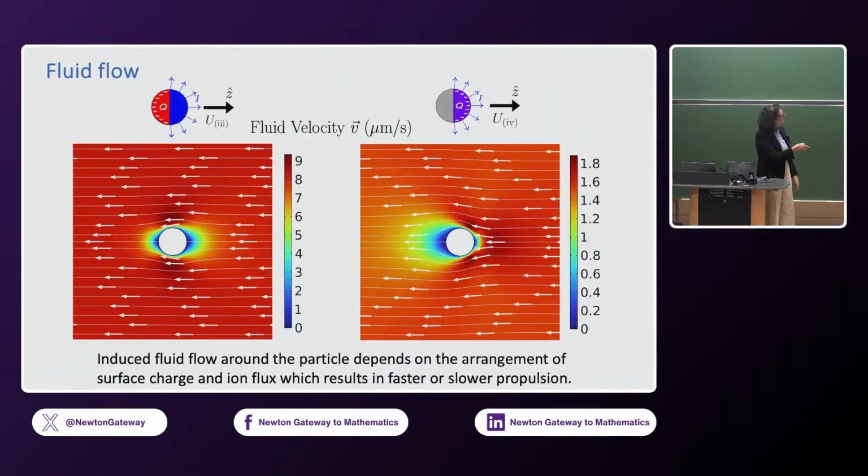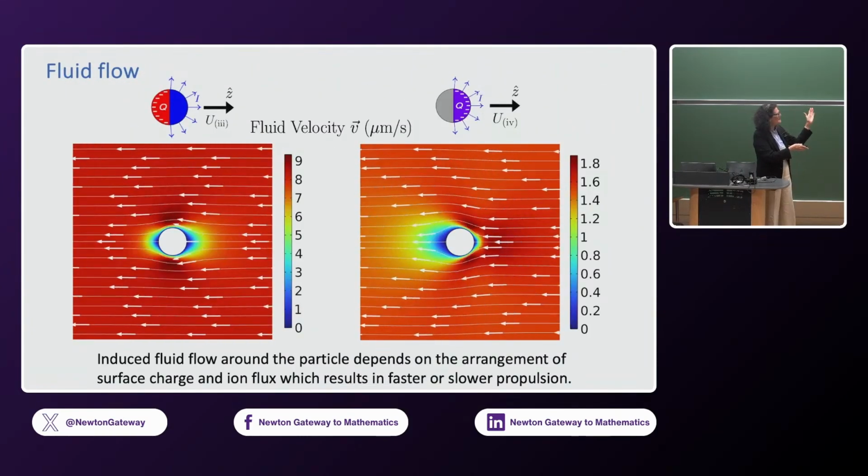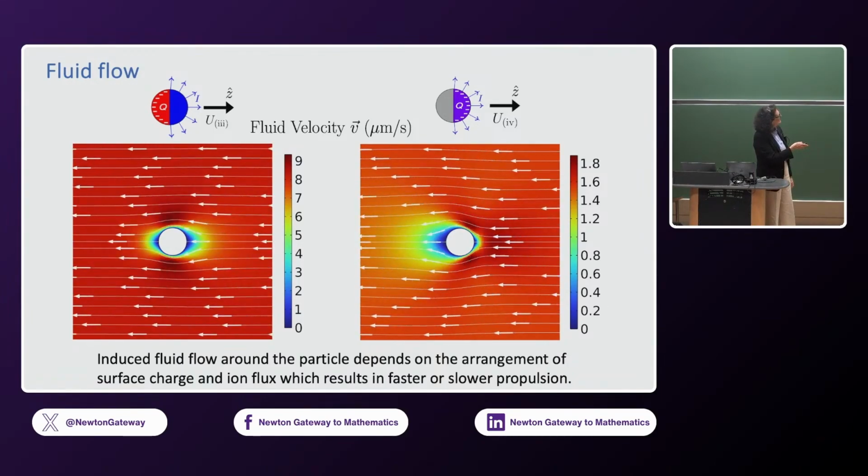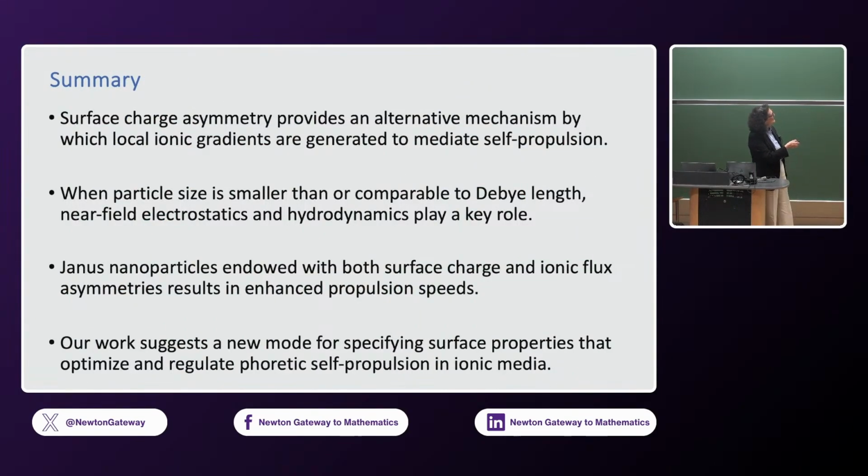This is a silly film because it's static, and you're just showing COMSOL how they're moving. So I am going to summarize: a surface charge asymmetry provides an alternative mechanism by which you can have ionic gradients. We have to be careful here: I have not assumed that they can rotate, okay?